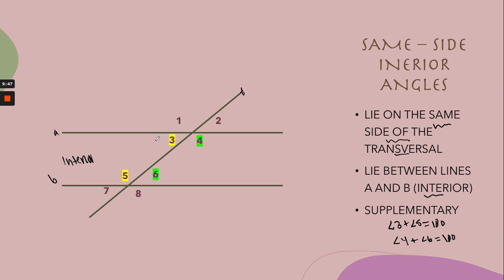So if angle 3 was 60 degrees, that means angle 5 has to be 120 degrees because 120 plus 60 is 180. If angle 4 is 120 degrees, then that means angle 6 is 60 degrees. Notice I'm using the same numbers for a reason.